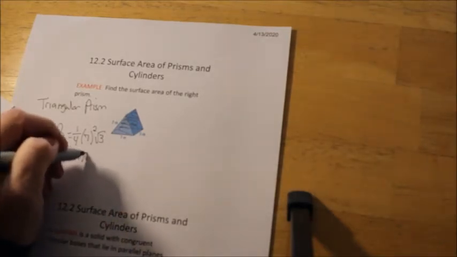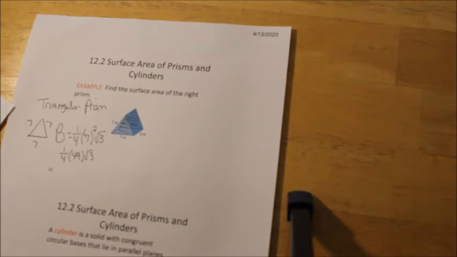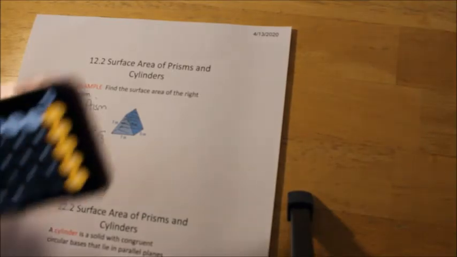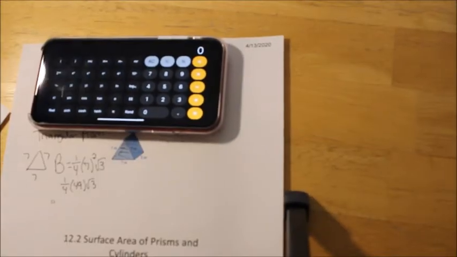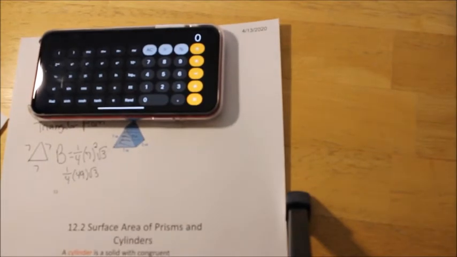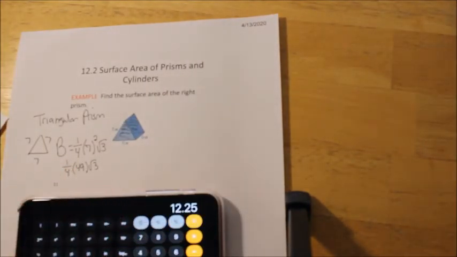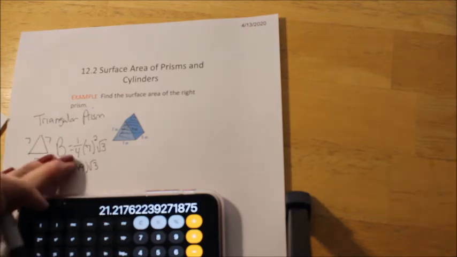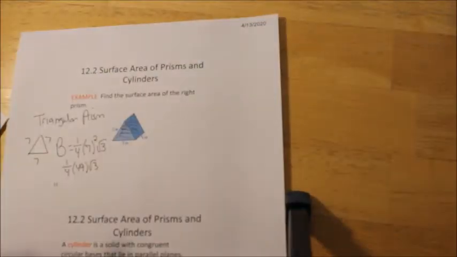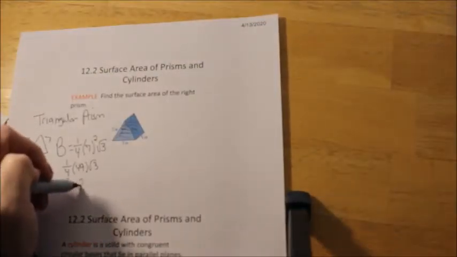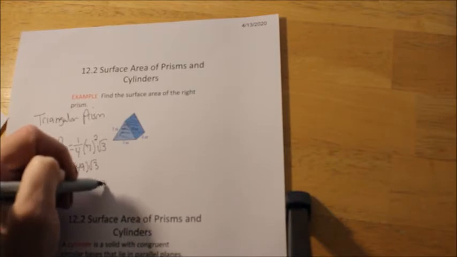Okay, so let me grab my calculator and clear that. So we're going to say 49 divided by 4, and we're going to take that times the square root of 3. And I get about 21.2. So capital B is going to be 21.2 meters squared, right?